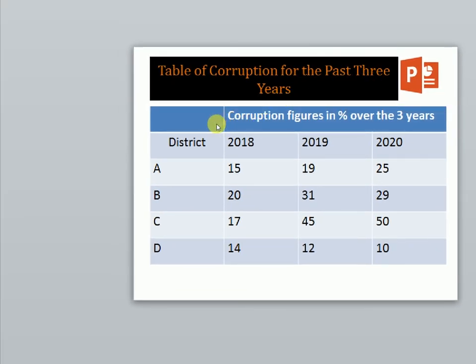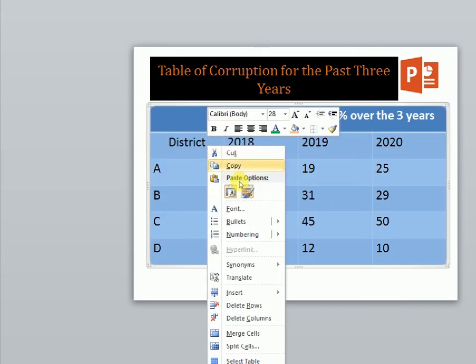the chart is going to come from this table. It's trying to reflect the corruption figures in percentages over 3 years. So how do we do that? First we are going to highlight all these figures. Then we can right click and say copy.